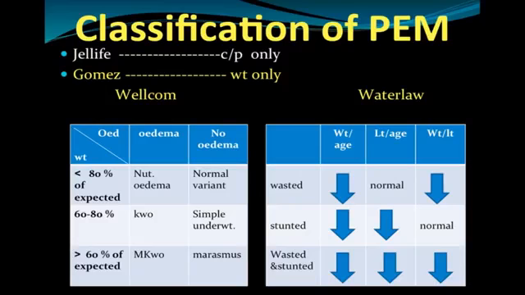Another classification is called the Waterlow classification. It classified the malnutrition according to the growth charts, into three main parts: wasted, stunted, and stunted wasted. Wasted individual, what is meant by wasted? The reflection is mainly on the weight rather than the height. So this patient is expected to have weight for age low, weight for height low, but length or height for age is normal. This is the early malnutrition reflected mainly on the weight.